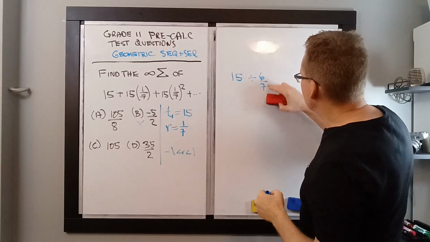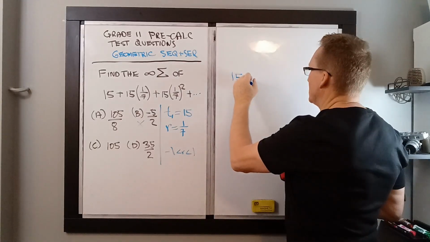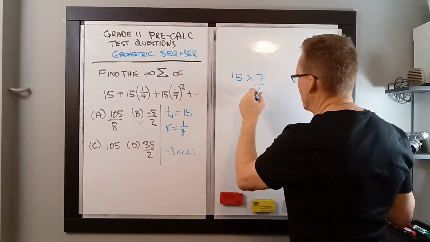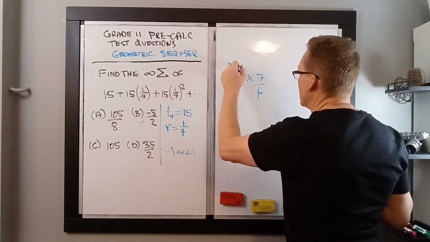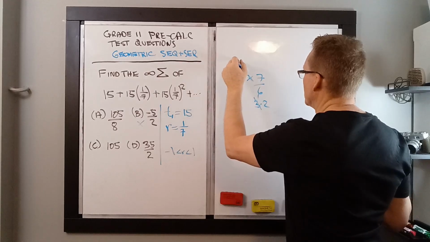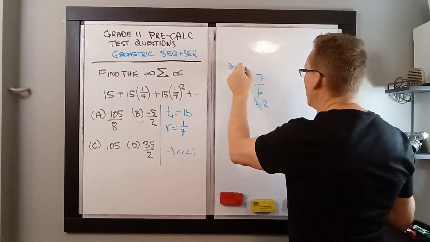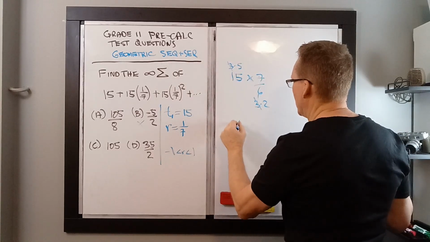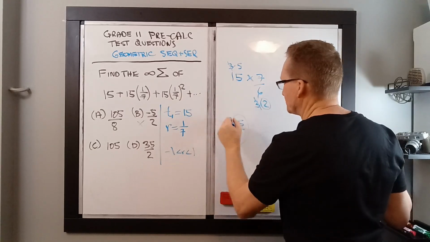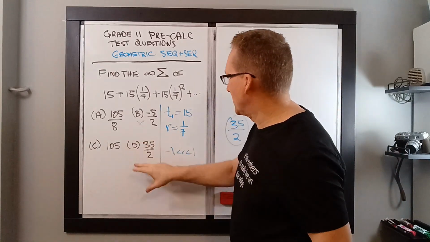Flip and multiply. This is 15 over 1 times 7 over 6. We can do some cancellation here. We don't even need to use our calculator. This is 3 times 5. This is 3 times 2. Cancel one of those with this. We're left with 5 times 7, 35 over 2. Let's see if one of these is 35 over 2.